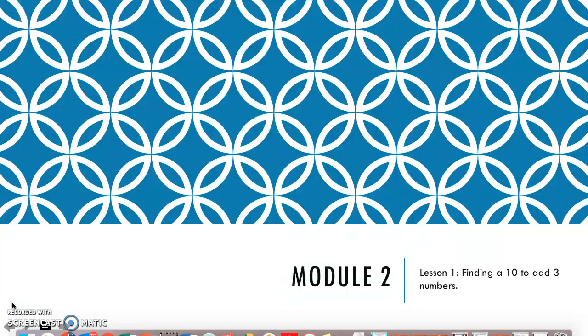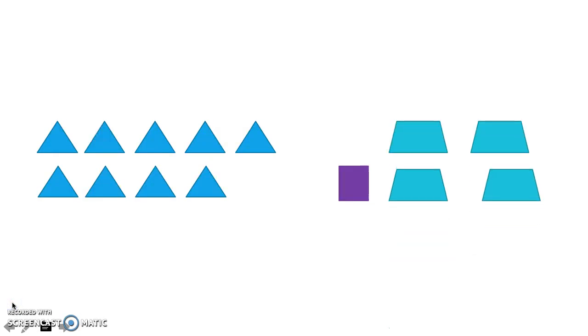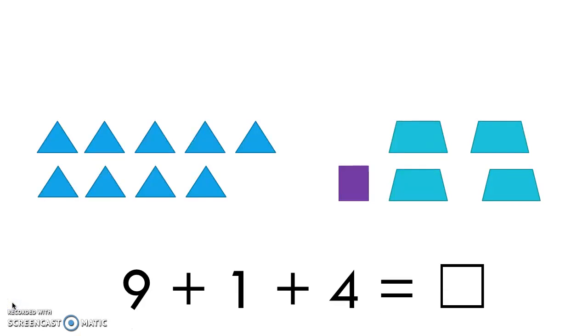I looked at what was on the counter. I saw that we had 9 triangles, 1 square, and 4 trapezoids. I want to quickly count those to see how many I have to make sure I haven't lost any. Well, I'm looking at this problem and it looks like I'm going to do 9 plus 1 plus 4. Oh, that seems like a lot to add together. I wonder if there's a way I could group these shapes so that I don't have to add 3 numbers, because that seems like a lot.